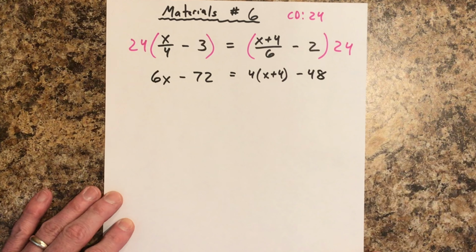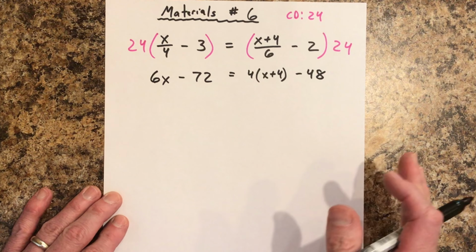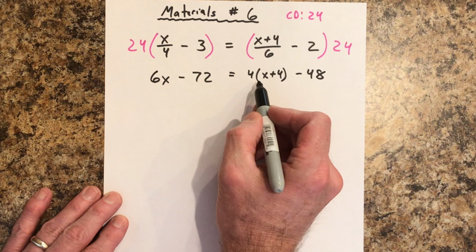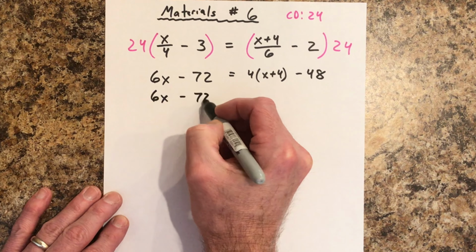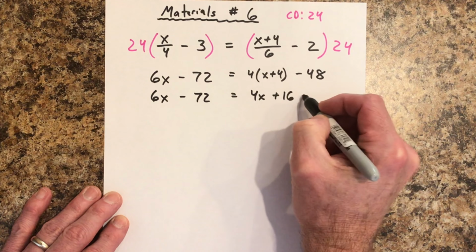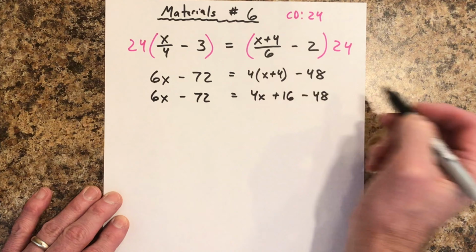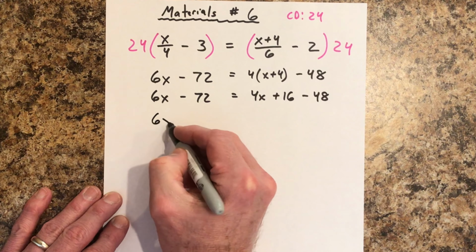At this point, the fractions are gone. There's nothing here we can't handle. We're going to distribute to get rid of that parentheses. 4 times x, 4 times 4. We've got some like terms here. We can simplify a little bit.